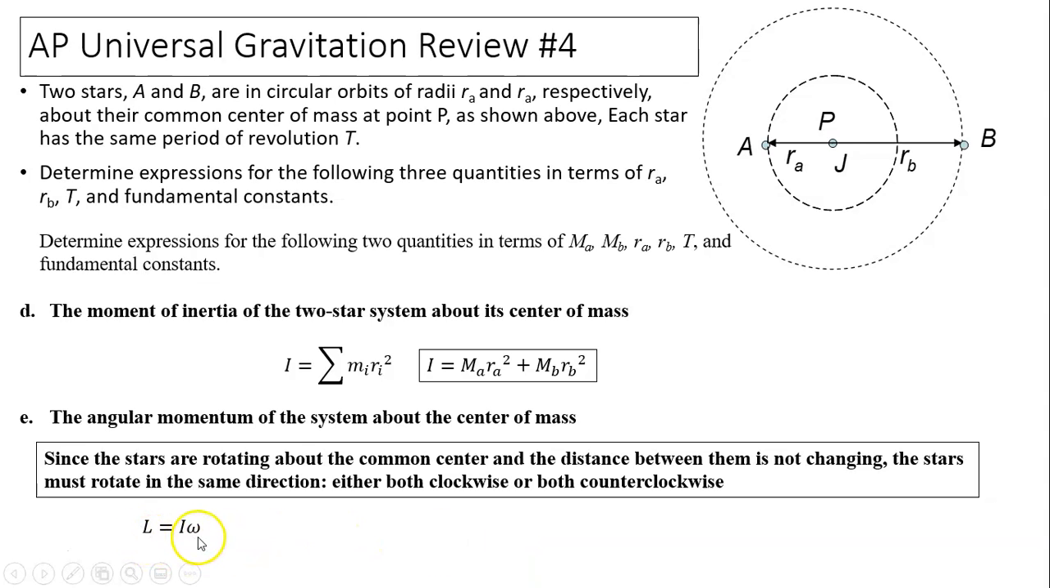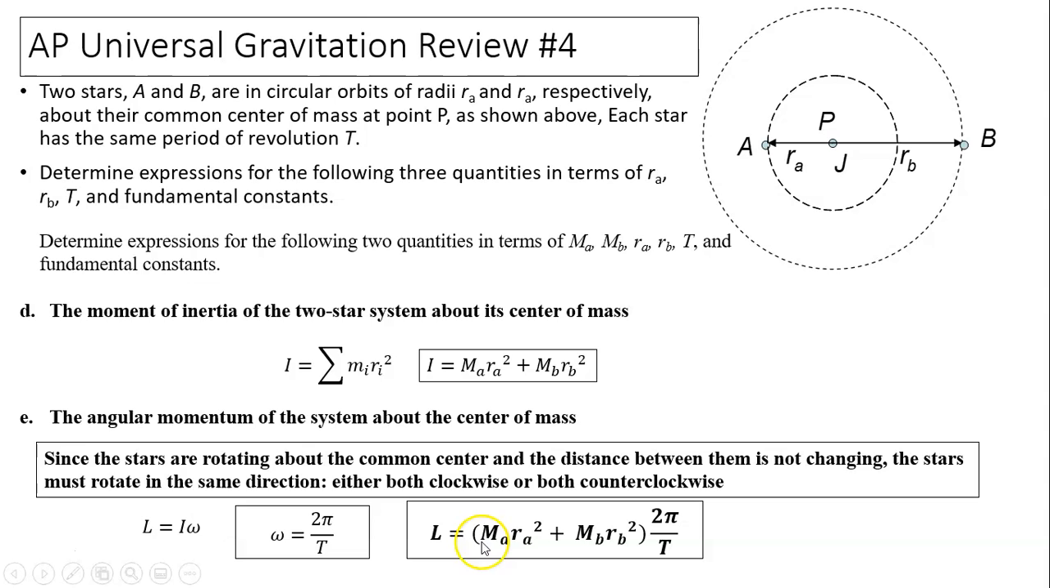So L equals I omega. We already know what I is. Omega is the angle over time. For one revolution, the angle is 2 pi, so omega is 2 pi over t. From there, we can figure out L. Simply substitute I and omega in, and you'll have L equals I times omega.